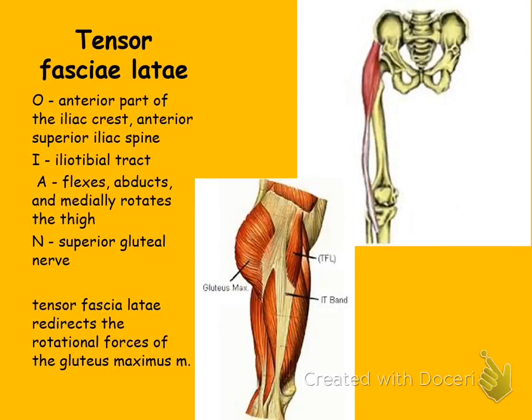Tensor fasciae latae. This isn't something that you get at Starbucks. This is a muscle that is kind of a small muscle, but it has a really long tendon. I call it a fascia, which is basically a tendon. When you look at it, it originates on the anterior part of the iliac crest and the anterior superior iliac spine. Does anybody remember that? Anterior superior iliac spine. Where's that at? Right here in the front. Right underneath your belt. Helps hold your pants up.